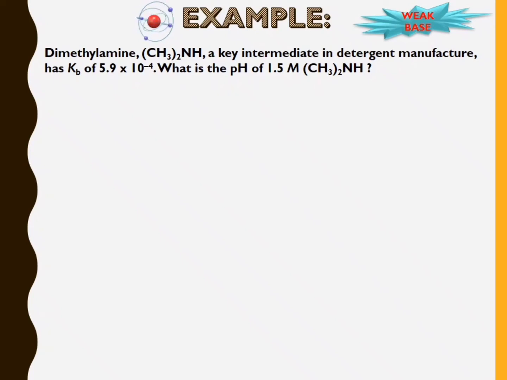Okay, why we know this is the weak base? Kenapa kita tahu (CH3)2NH ni adalah weak base? Okay, yang pertama clue dia sebab ni adalah amine. Sebab dia ada nitrogen atom.